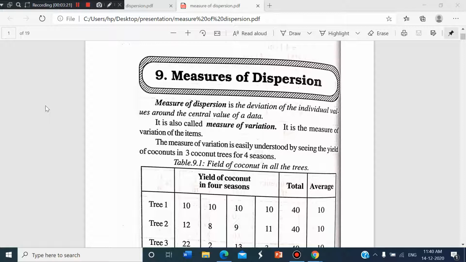But now, if you want to know how the individual values deviate around the central value, or how these individual values vary from this central value, that is known as measure of dispersion, or also called measure of variation. It is the deviation of the individual values around the central value of the data. If I just say it is the measure of variation of the items, you may not understand unless I take an example.